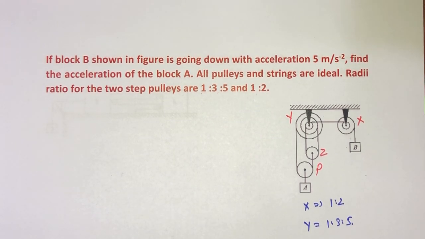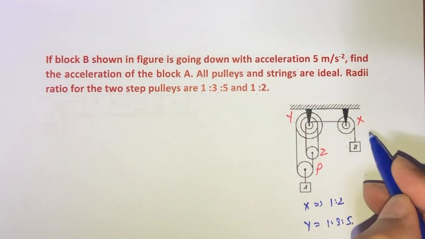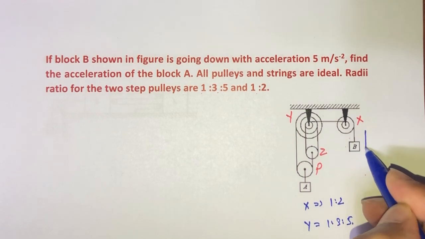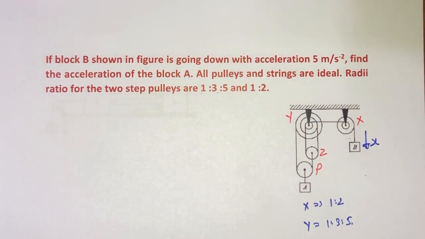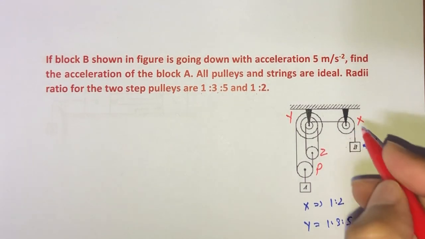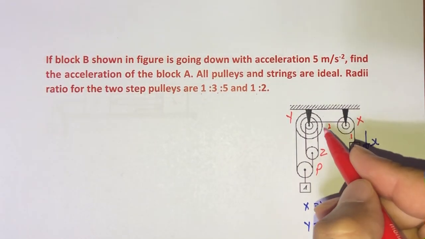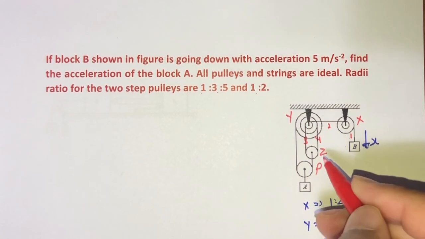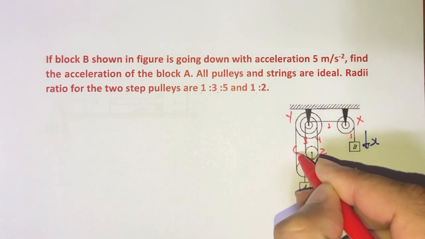So let us assume that block B moves in the downward direction by x. And let's also name the strings. We call this as 1, this is 2, this will be 3, 4, 5 and 6.